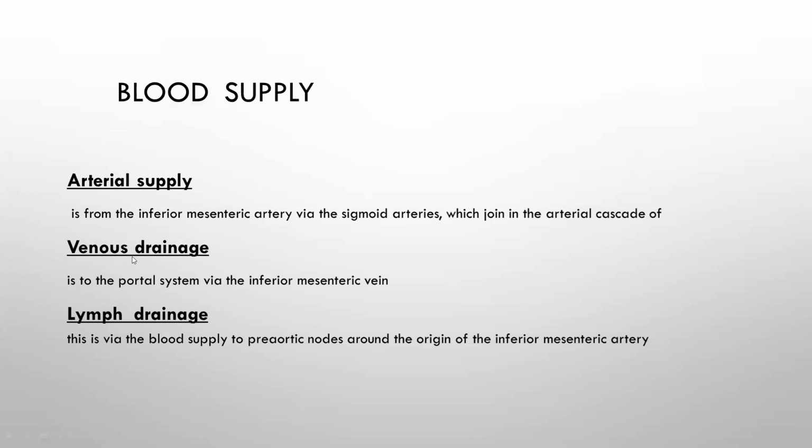The blood supply, arterial supply, is from the inferior mesenteric artery via the sigmoidal arteries. Venous drainage is to the portal system via the inferior mesenteric vein. Lymphatic drainage follows the blood supply to the pre-aortic nodes around the origin of the inferior mesenteric artery.